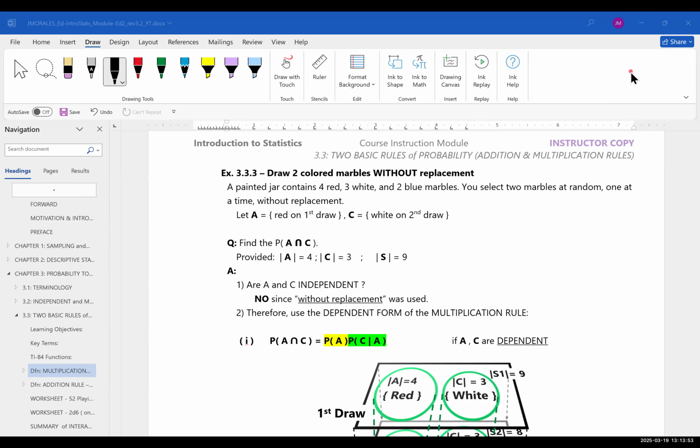Okay, so here's another example, a little bit more advanced than the card one that we just did. This is drawing two colored marbles without replacement. So we have a jar containing four red, three white, and two blue marbles. You select two marbles at random, one at a time, without replacement.